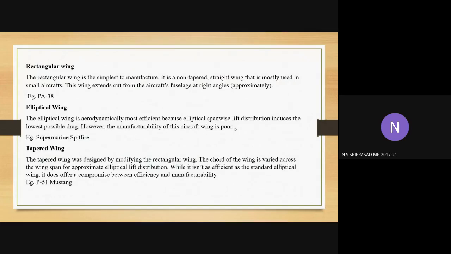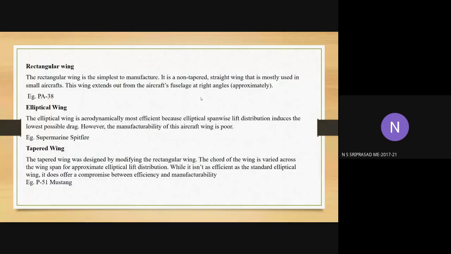So I will show you this. This is really nice. The first one is the rectangular wing. The rectangular wing is the simplest to manufacture. It is a non-tapered, straight wing that is mostly used in small aircraft. This wing extends out from the aircraft's fuselage. Now you see over here how the shape of the wing is. Just imagine a rectangle. That is exactly how the wing is going to be.